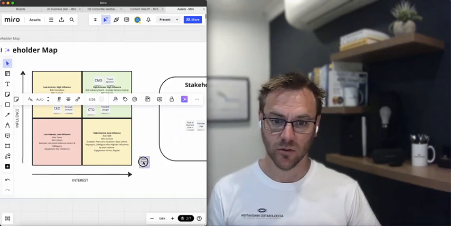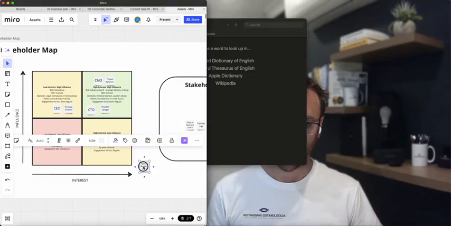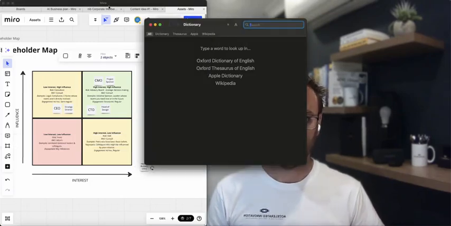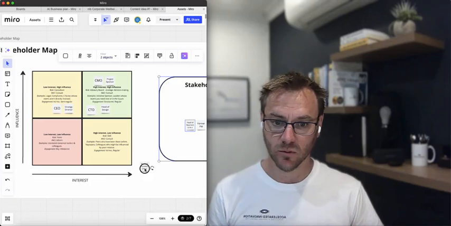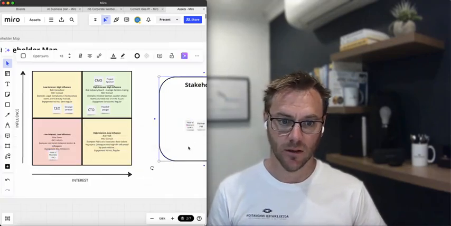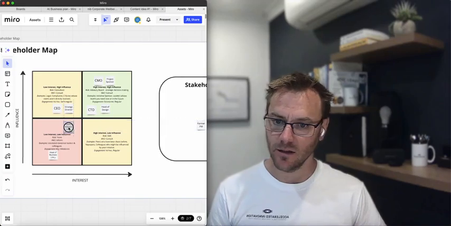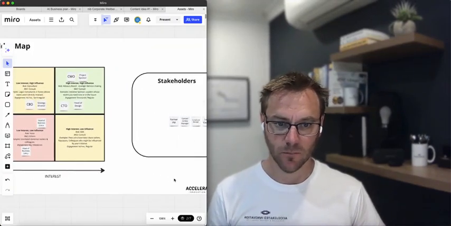Let's say the head of business line Y, which is a completely different business line to you. They're not interested at all. They don't even care what you're doing, but also they have a very limited level of influence over what you're working on. So let's put them in the bottom quadrant here. Same with head of business line X. They're not interested at all, nor are they influential.